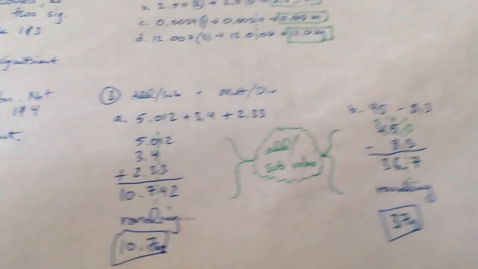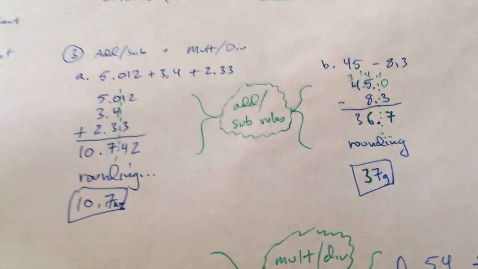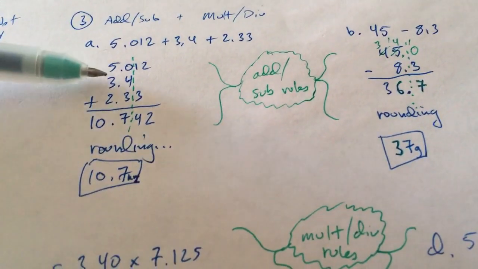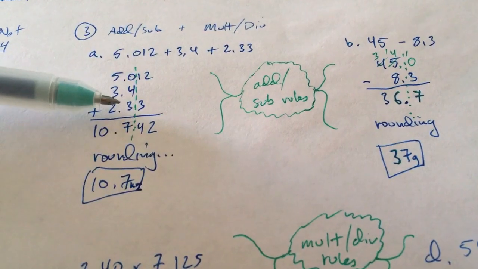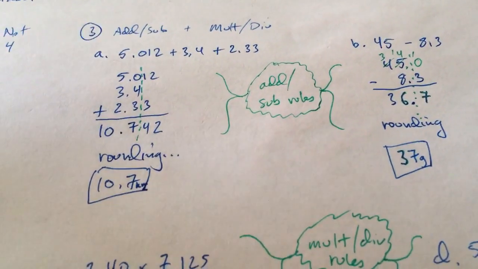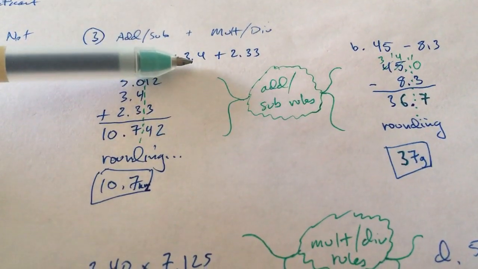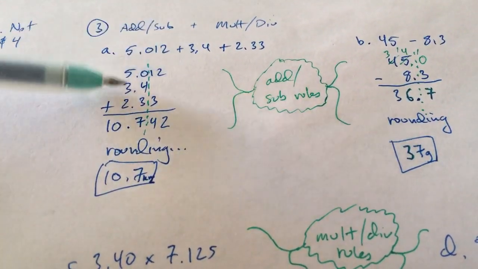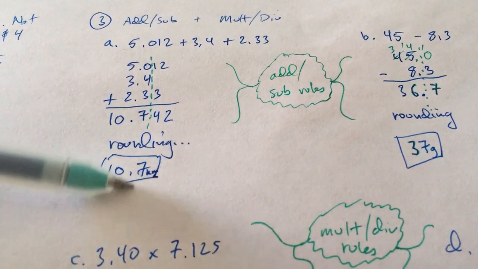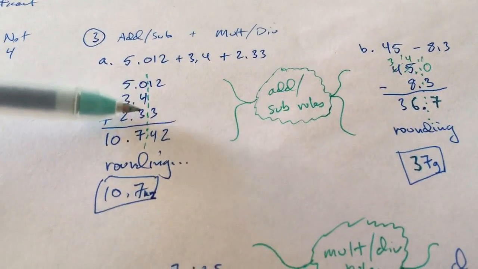For actual operations, these two are addition and subtraction. When you're adding, the trick is to line up the decimal. Same thing when you're subtracting. So here, our least precise number is 3.4. It only goes to the 10th place, which means our answer can only go to the 10th place. So I draw this little cut line.